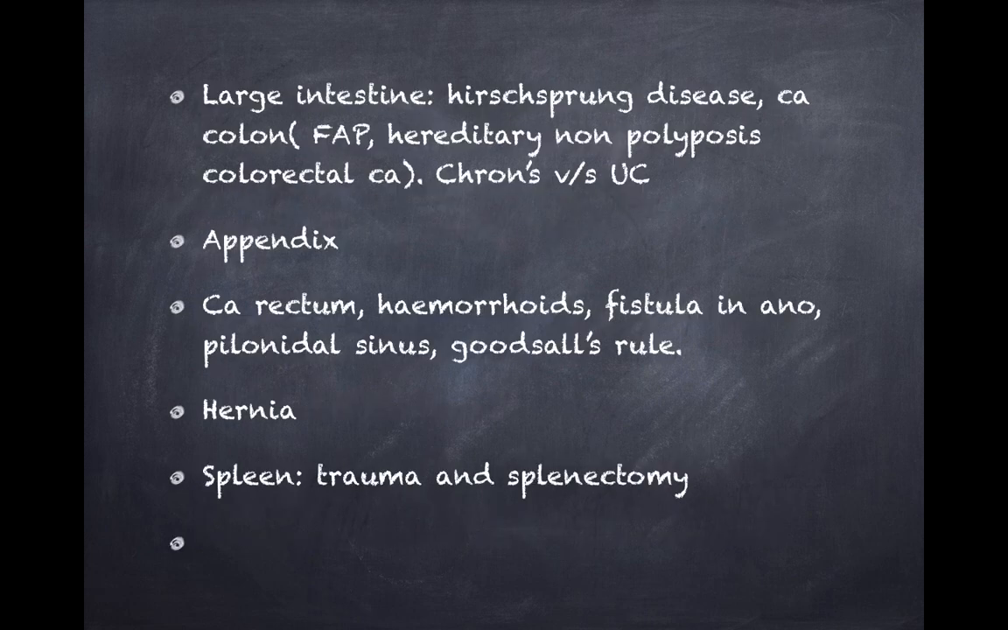Then about the large intestine, Hirschsprung disease, then about CA colon. Here you need to know about the FAP syndrome, then hereditary non-polyposis colorectal carcinoma. So basically the difference between the condition where it's associated with polyps and the condition where there are no polyps. So both of them could result in CA colon. How do they present and what are the surgeries that you do for them? Then lastly about Crohn's and ulcerative colitis, again overlap between surgery and medicine here, but in surgery you need to concentrate on the surgical treatment options for these conditions.